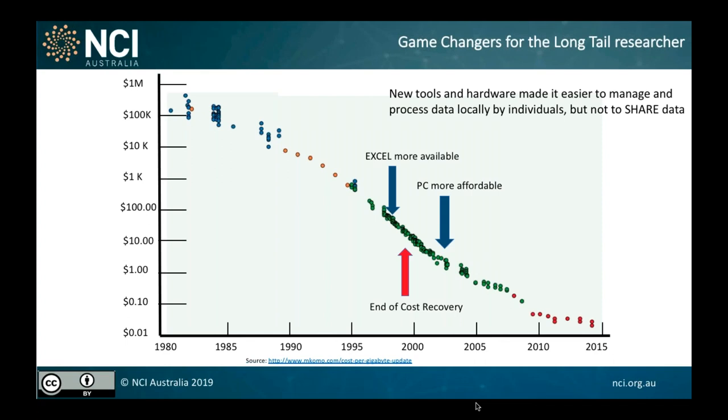A couple of other tools that made it so much easier for the scientists to become feral and go their own way was Excel appeared. Can you imagine a world without Excel? It was interesting. Cost recovery ended and the PC became more affordable. So off they went on their own.